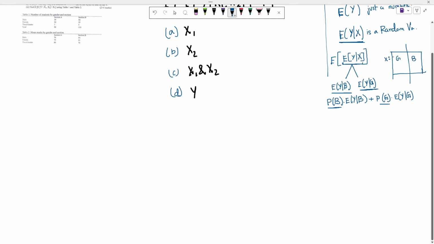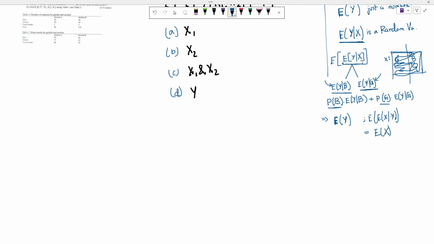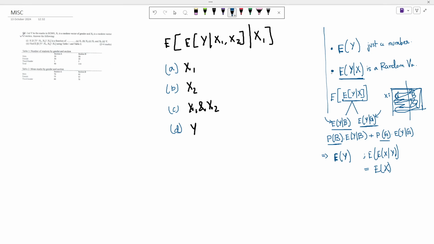Now think about it. First we are taking the average of the girls portion, then the average of the boys portion. So we took the average of both, and then we are taking the average of these two things. So we'll be left with the average of the entire thing, right? So there is no point in giving this condition. Ultimately I'll be left with the average of marks of the entire class. So this is just expectation of y. Wherever you see expectation of expectation of y given x, you can just write this as expectation of y. So the conditioning won't matter. These are the three very basic rules that you must be aware of.